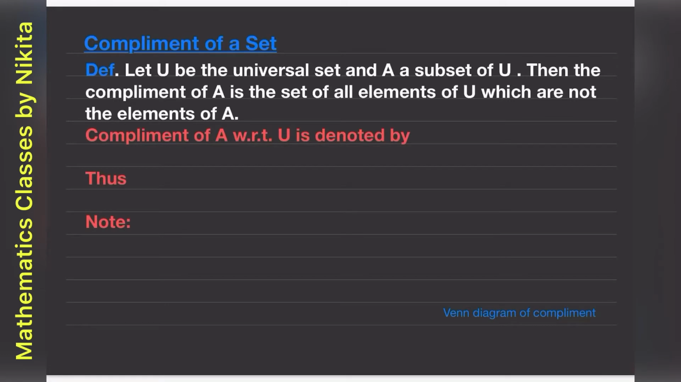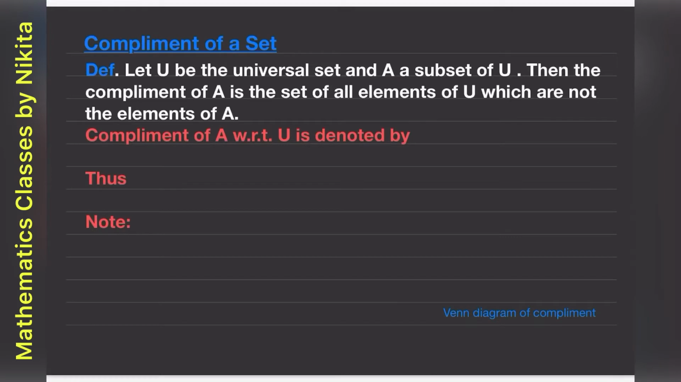So first let us start with the complement of a set. Now जब हम complement निकालते हैं किसी set का, so first of all we need the universal set, क्योंकि complement आप हमेशा with respect to universal set ही निकालते हो. So let's see the definition. So let U be the universal set and let A be a subset of U.